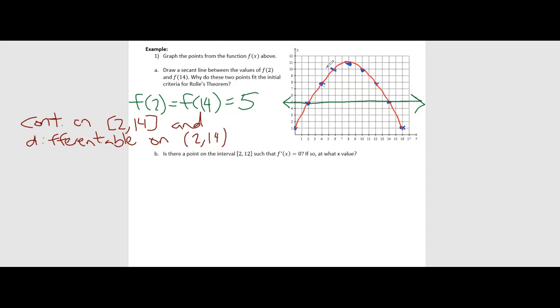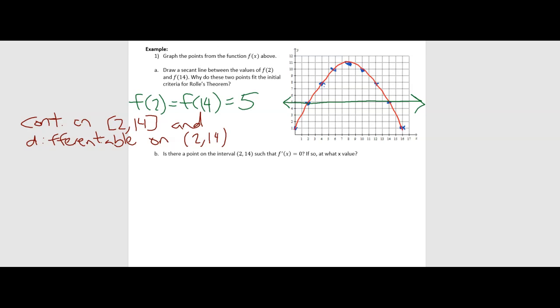So now we need to think, is there a point on the interval 2, 12? That should be 2, 14. It's already fixed on your paper. I'll have to fix it on mine. I also needed to make that an open interval, not a closed interval. So is there a point on that open interval such that f prime, or the derivative, is equal to 0?